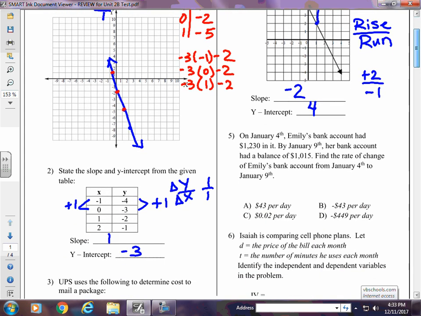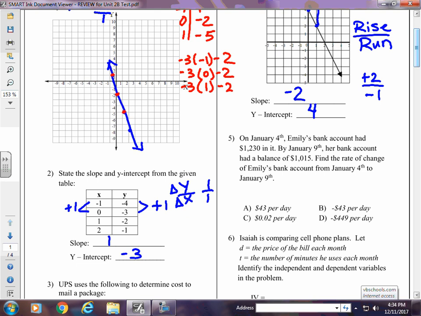Right, number 5 is a rate of change problem. On January 4th, the bank account was $1,230. By January 9th, her bank account was $1,015. Find the rate of change. So that's where you bring in your tables that you know how to make. The X value is the day, and the Y value is the money that's in the account. So on January 4th, day 4, she had, here, let me rewrite this in a different way.